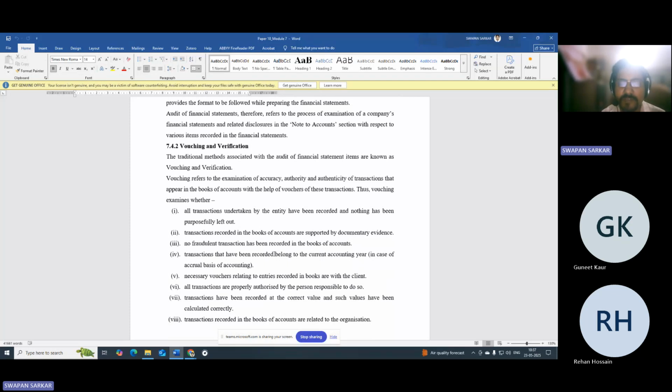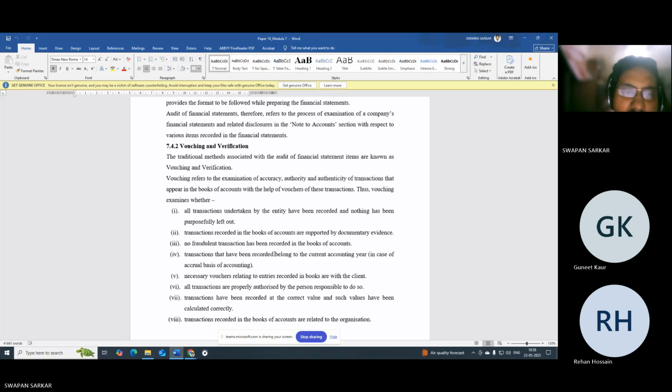That is, vouching is the process by which we try to actually compare and confirm that whatever amount has been recorded in the financial statement is correct. The transaction was authorized properly, and the transaction was actually undertaken. It is not a fake transaction. Based on the vouchers, we need to confirm the same, and accordingly, the process will be known as vouching, a part of auditing.